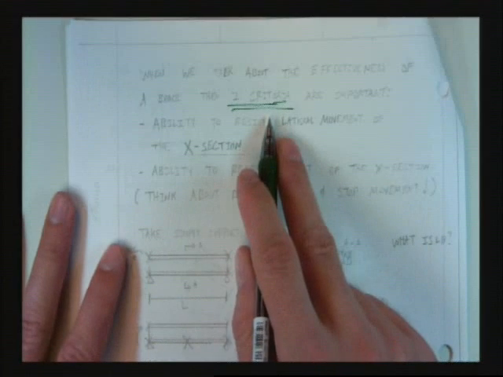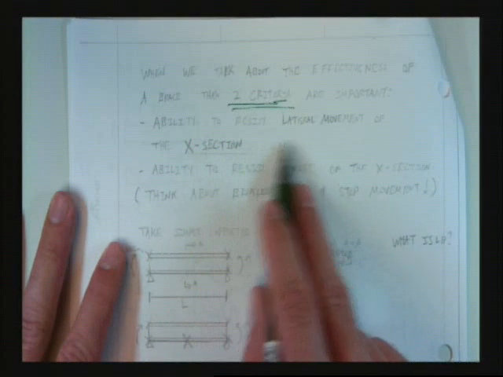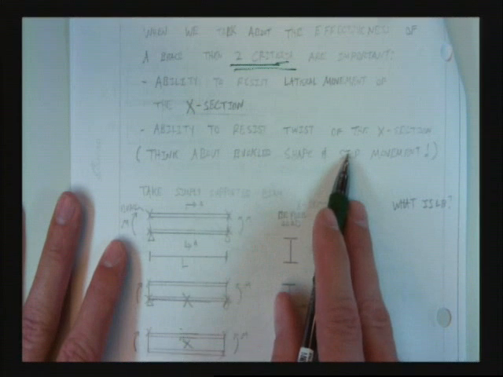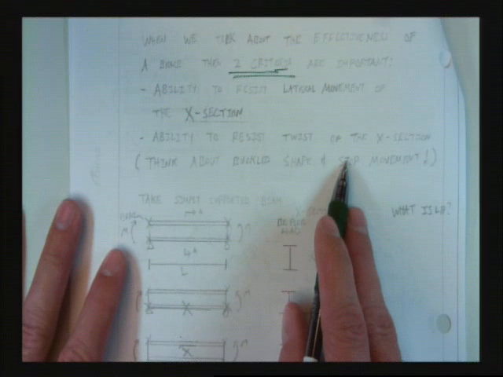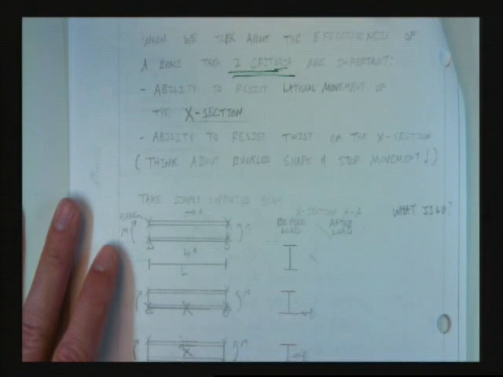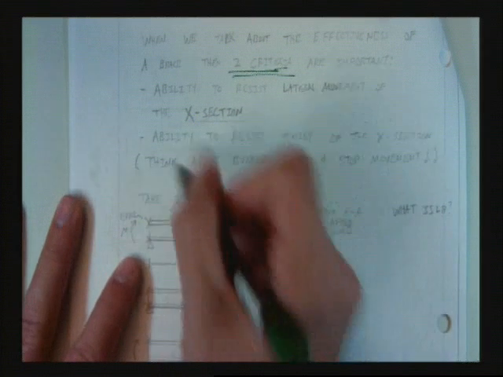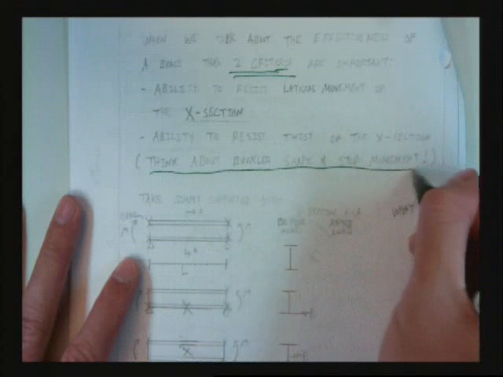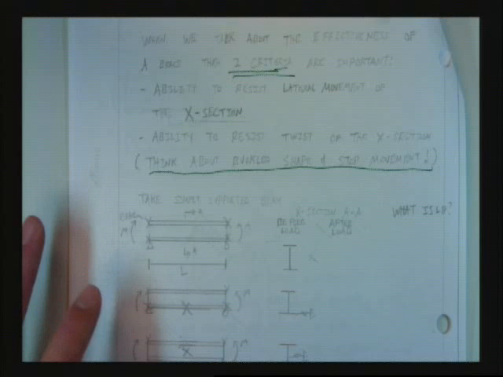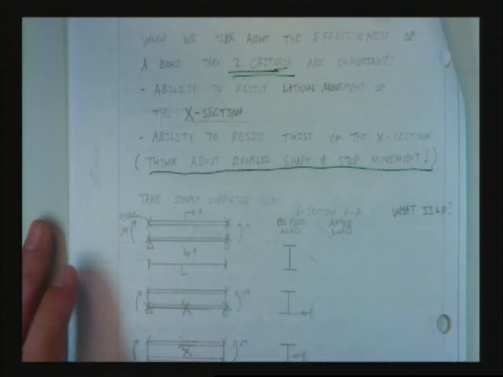Two criteria are important. The ability to resist lateral movement of the cross-section. That's criteria number one. Criteria number two is the ability to resist twist of the cross-section. I know the first time I heard these two concepts, I could read the words, but I didn't quite get the concept, and that's why I came up with some of these physical props that we're going to talk about. But the key here is, think about the buckled shape and stop movement. That will get us through a lot of the time, but sadly, not all of the time. Okay?